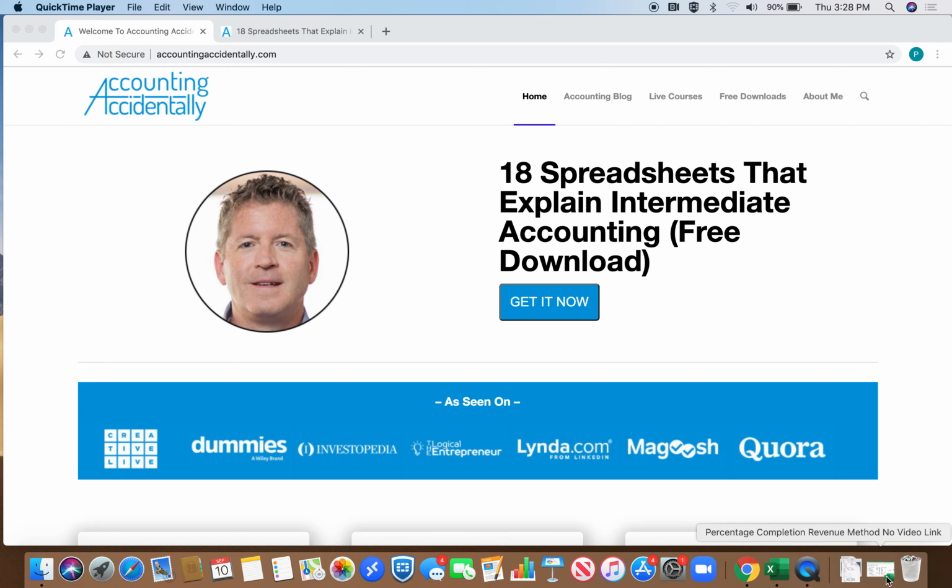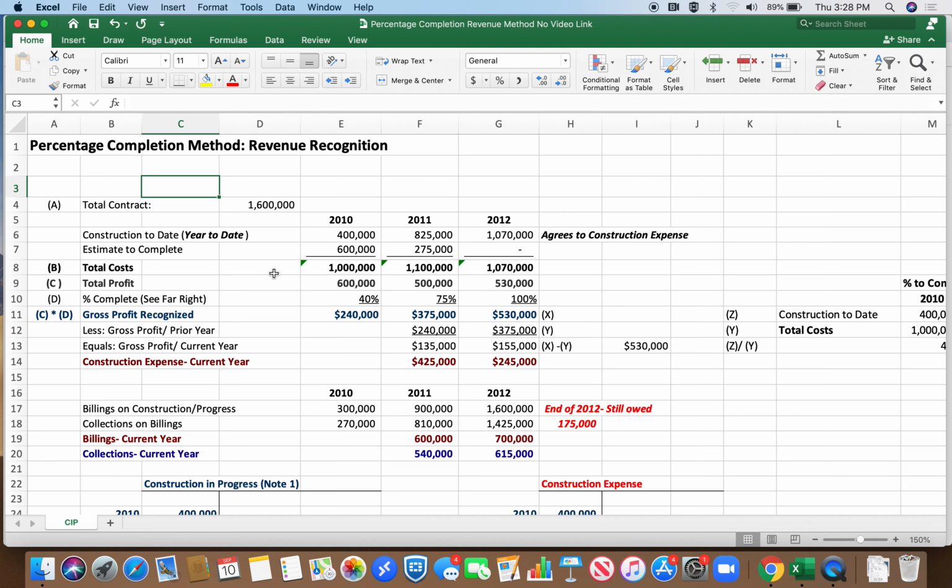So what I'd like to explain today is the completed percentage completion method for revenue recognition. So I want you to think about a long-term contract where you're building something and you're going to build it over a period of years, and you're also going to recognize revenue over a period of years. And the key here is gross profit recognized, which is in blue. So the total contract when you start is $1.6 million.